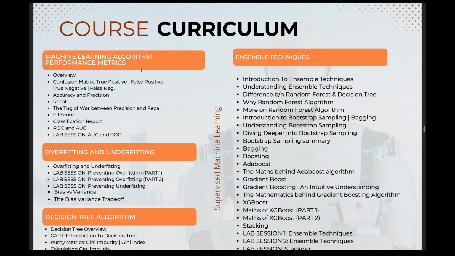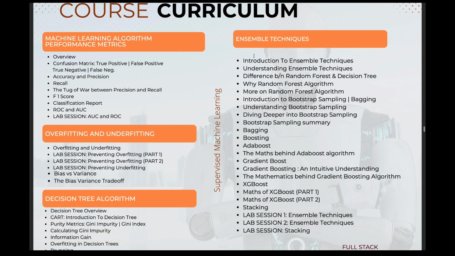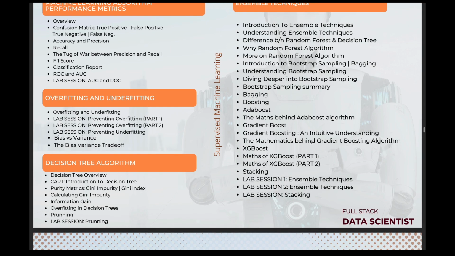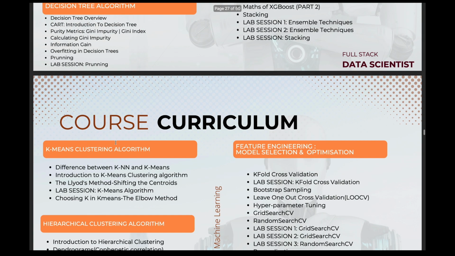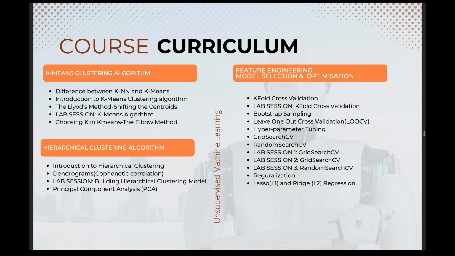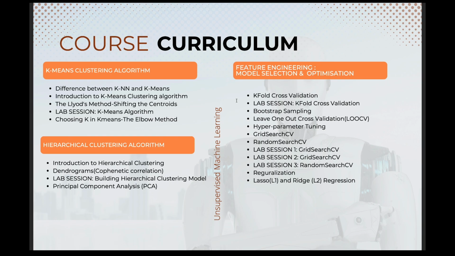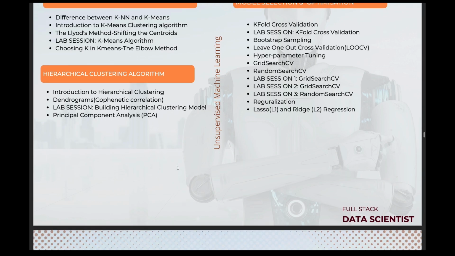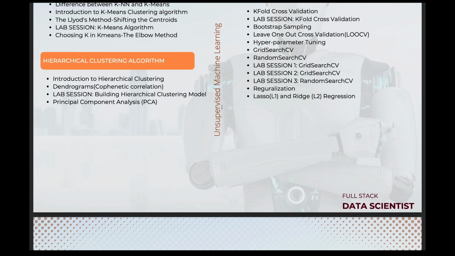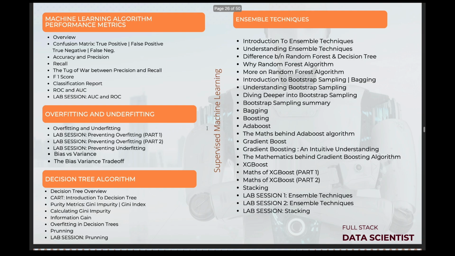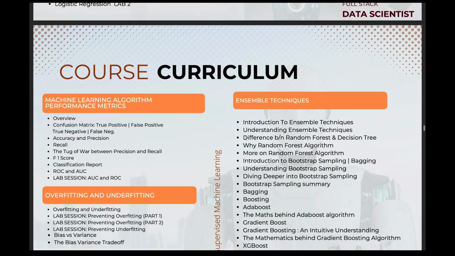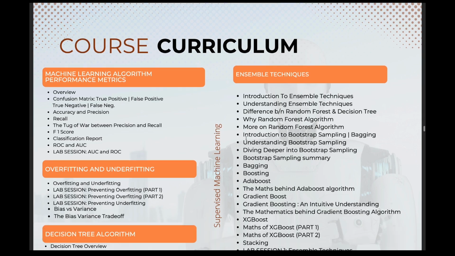Okay, you can see here some performance metrics with their lab sessions and all that, okay? Ensemble techniques, a whole lot of concepts in ensemble techniques, understanding the concept behind them, going to the lab session to implement them and all that, okay? Learning overfitting, underfitting, decision tree, all those kinds of things, right? K-means clustering, feature engineering and model selection and optimization, hierarchical clustering and all of that, okay? And we've divided this into two, right? We have unsupervised machine learning, and if you go here, you see that we have supervised machine learning. So we're going to divide it into those two categories, and then we master them, right?